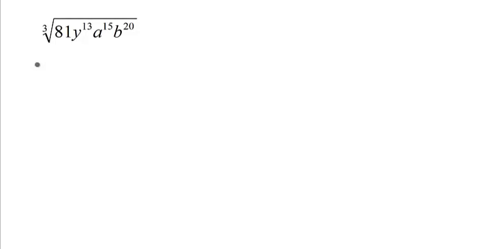In this video we have a radical expression with 4 different parts. So since there is a lot going on, I'm going to break this up into 4 different cube roots basically. So in the first part we've got the cube root of 81. That will be multiplied by the cube root of y to the 13th.